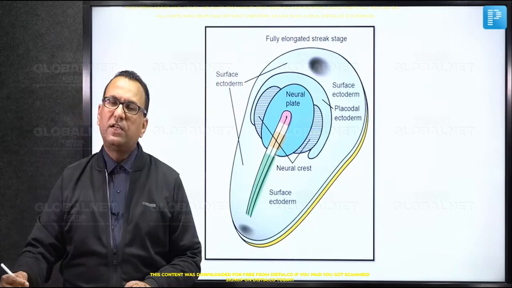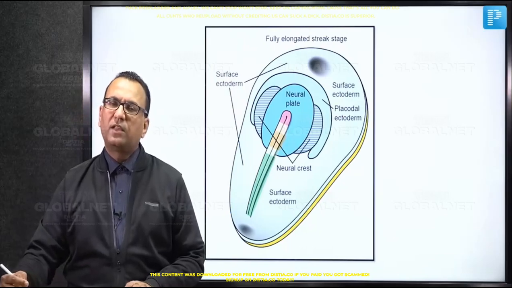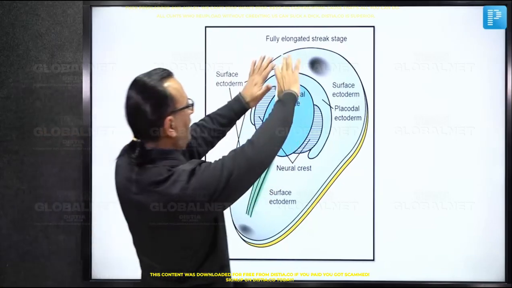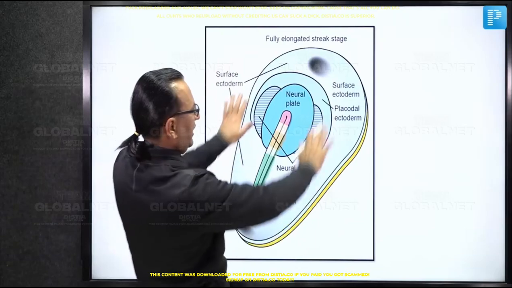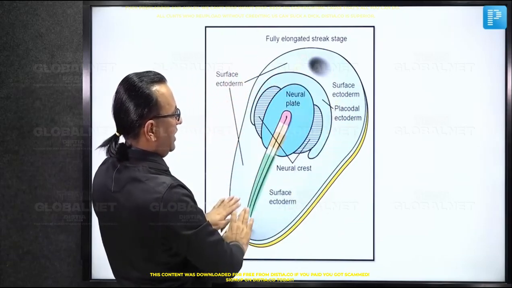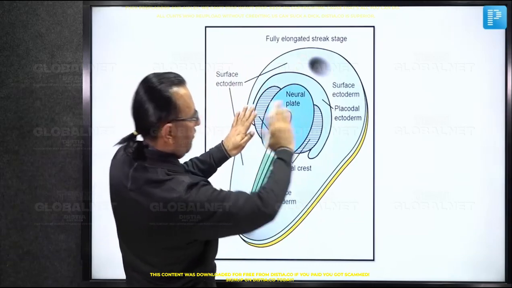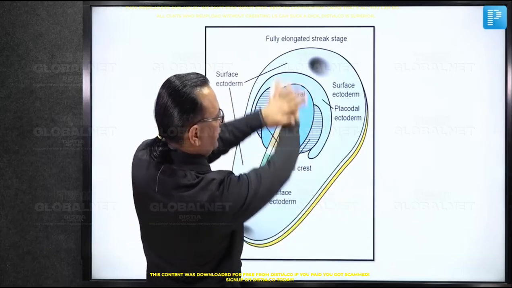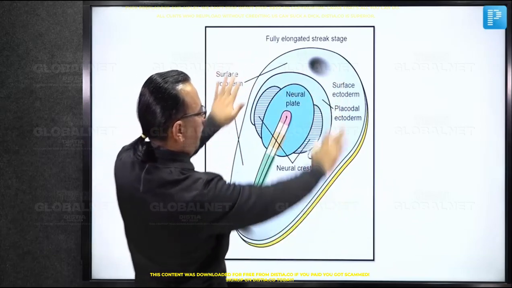As we talk about the derivatives of the ectoderm and the neural crest cells, we are once again looking at the dorsal view of the embryonic disc. We have seen that there was a formation of primitive streak from the caudal to cephalic end, and then the epiblast cells were migrating. On the ventral side, there was endoderm. In the middle, there is a mesoderm. Whereas the epiblast cells, which are remaining dorsal only, they'll form the ectoderm.